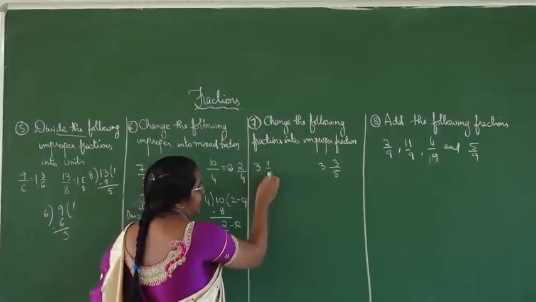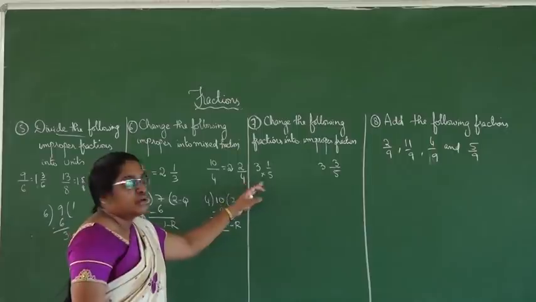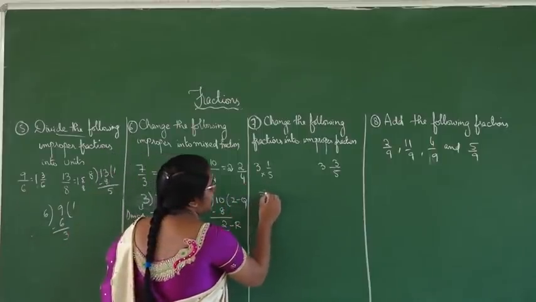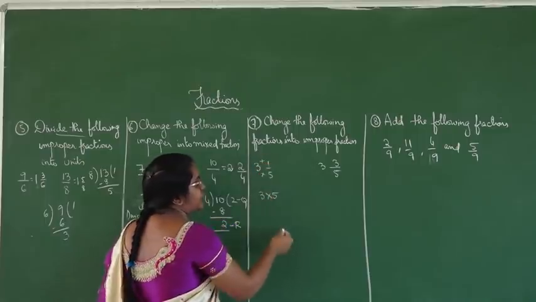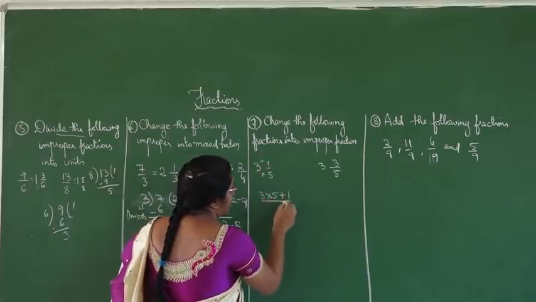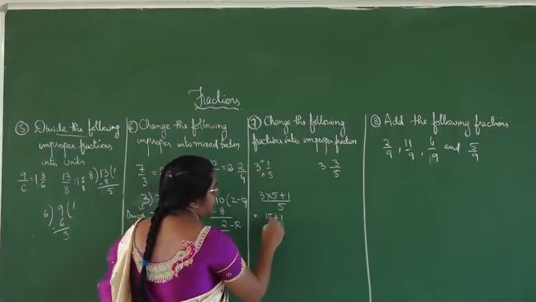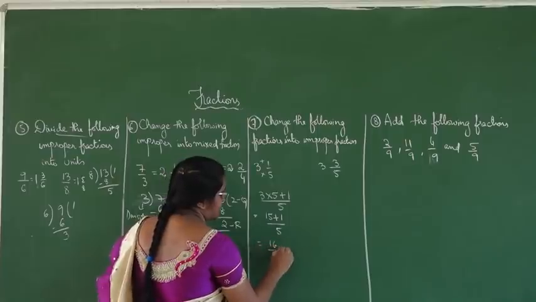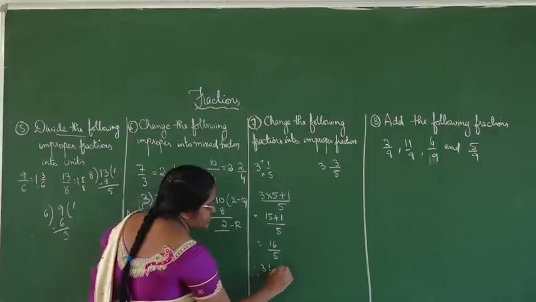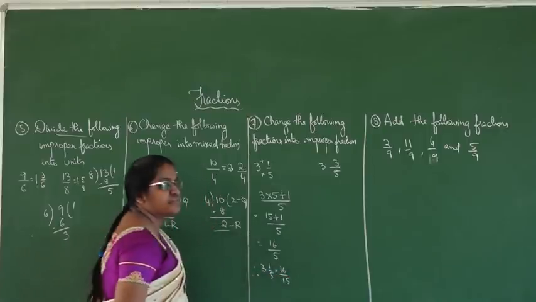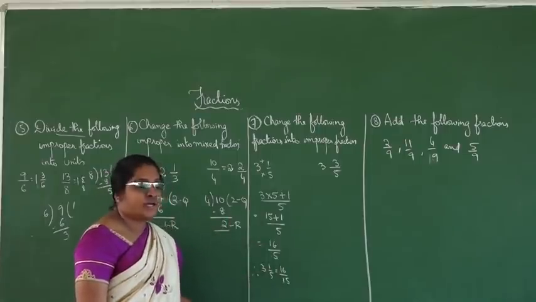Now we have to multiply this whole number part and the denominator, that is 3 into 5, and we have to add the numerator, that is plus 1 by 5. That is 3 5s are 15 plus 1 by 5, which is equal to 16 by 5. So therefore 3 1 by 5 is equal to 16 by 5. Converting a mixed fraction into an improper fraction.